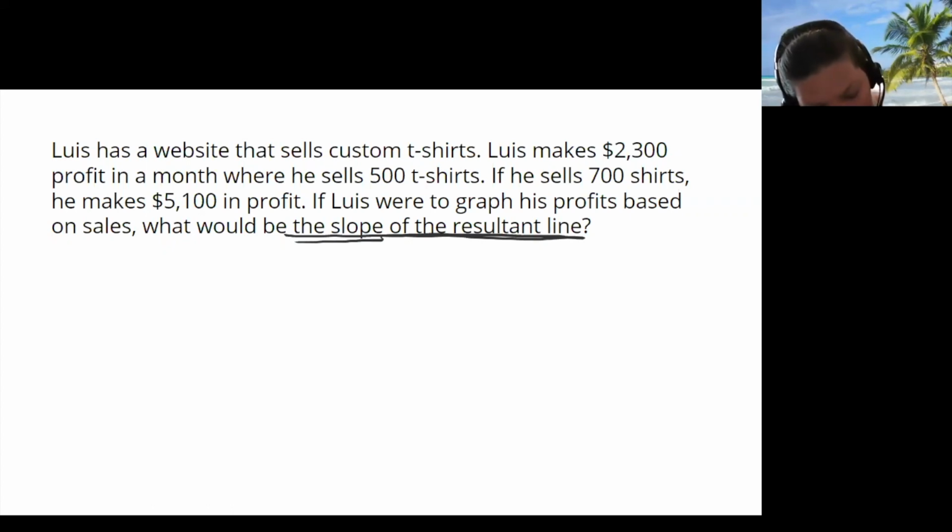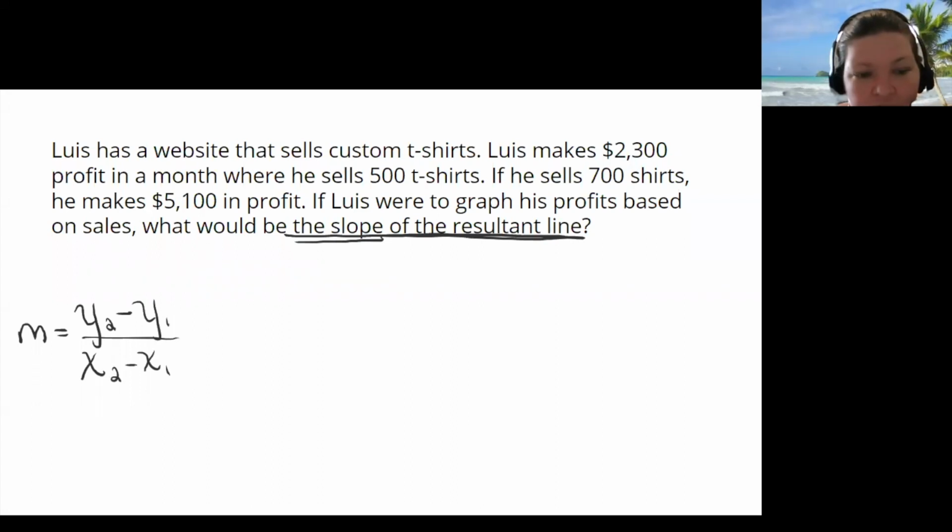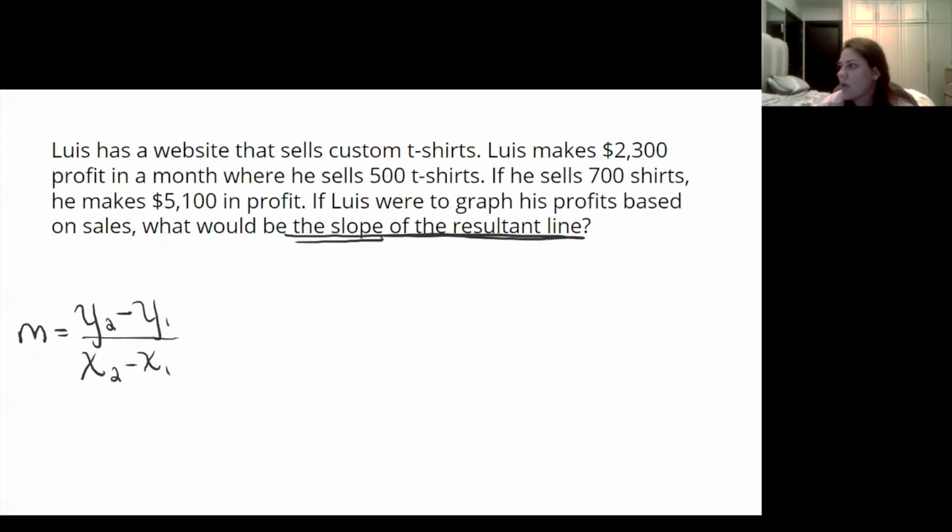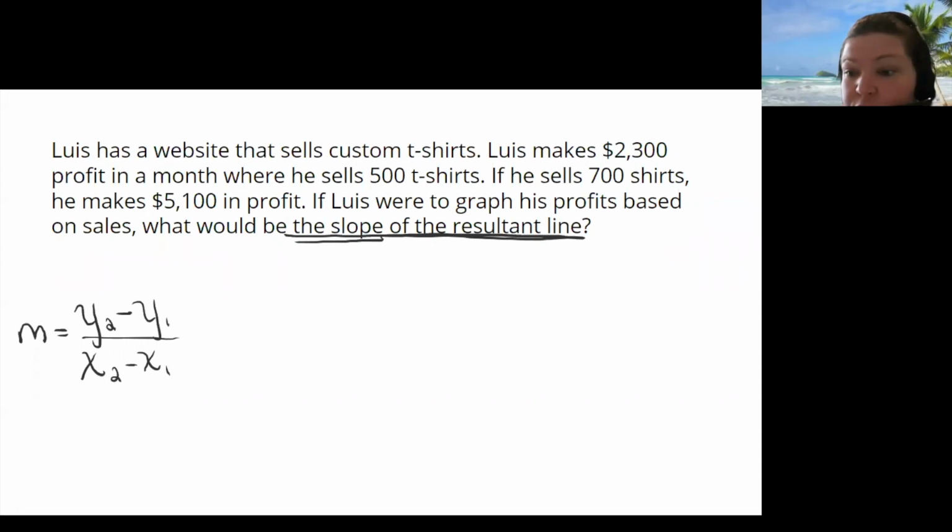Slope, m, is equal to the change in y, so y2 minus y1, over the change in x, so x2 minus x1. A lot of students would look at that formula and be really intimidated, not even sure what to do with it. Any thoughts about that? You have to find the y and the x. Yeah, I need to, if this slope formula uses points.